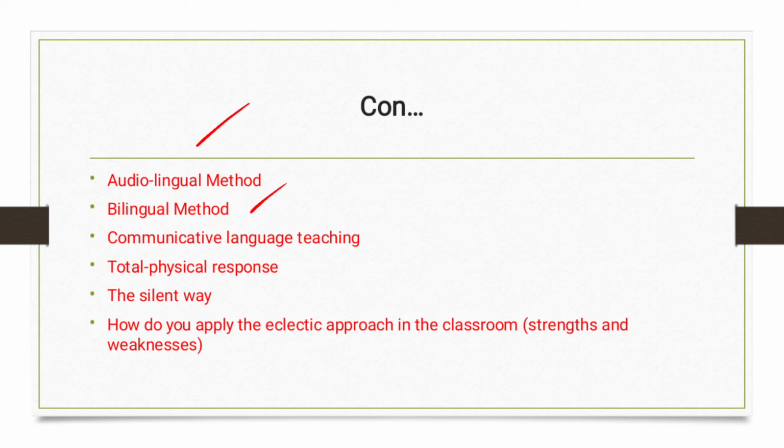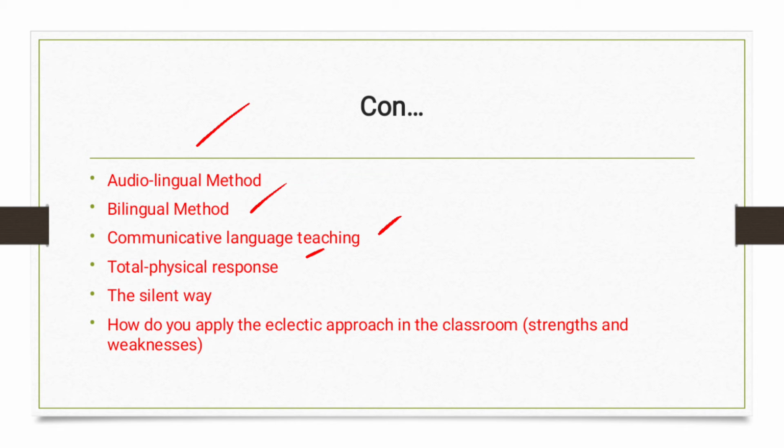The fifth is the bilingual method. The word bilingual means the ability to speak two languages fluently. In the bilingual method, the teacher teaches the language by giving mother tongue equivalents of the words or sentences. This method was developed by C.J. Dodson. And the sixth method is communicative language teaching. This approach lays emphasis on the oral method of teaching. It aims to develop communicative competence in students.